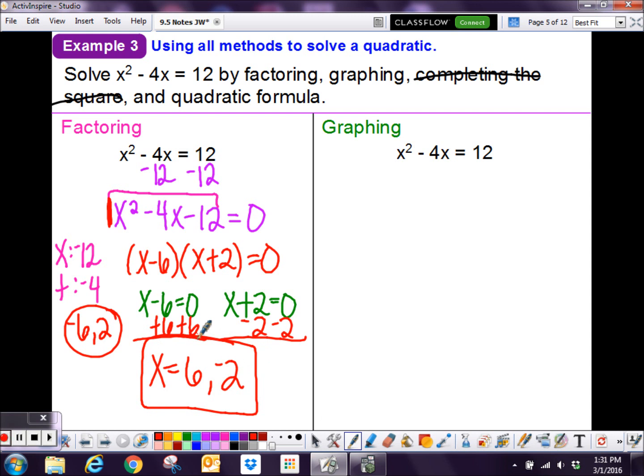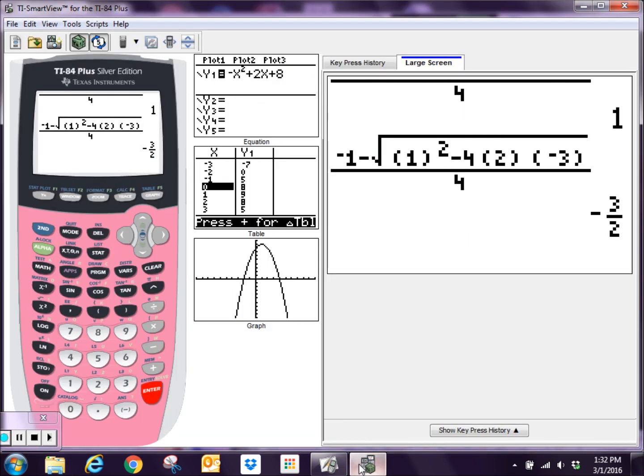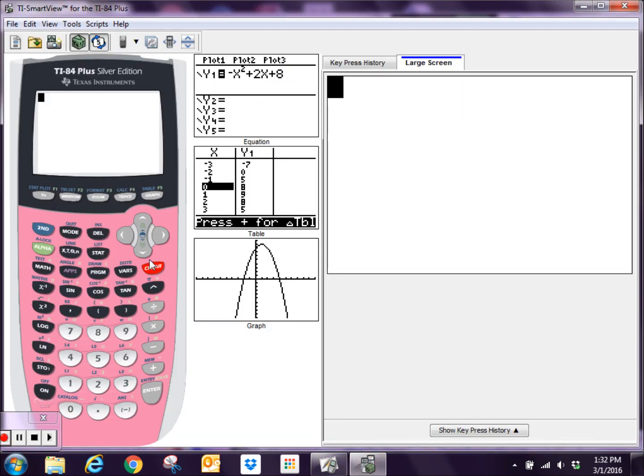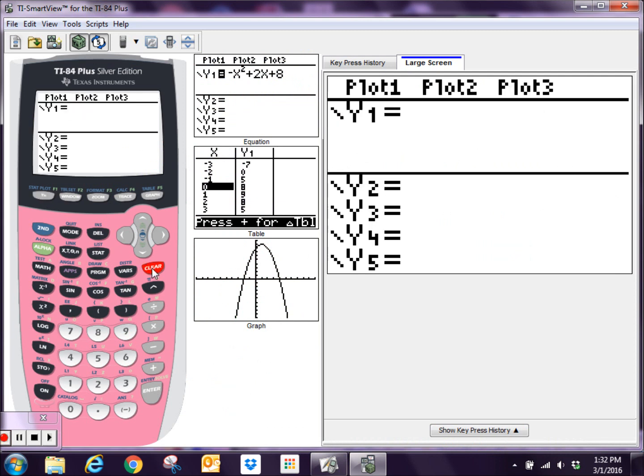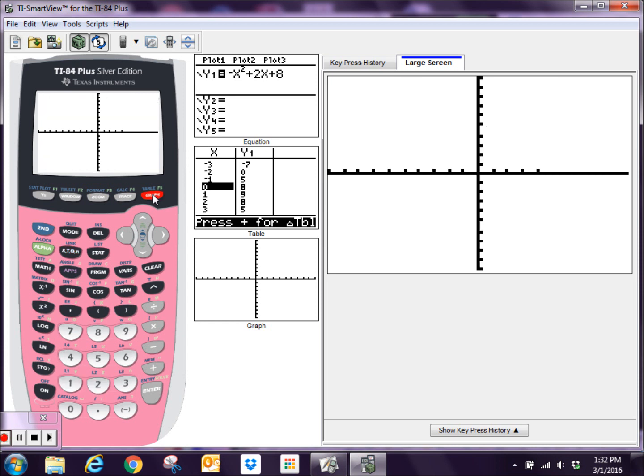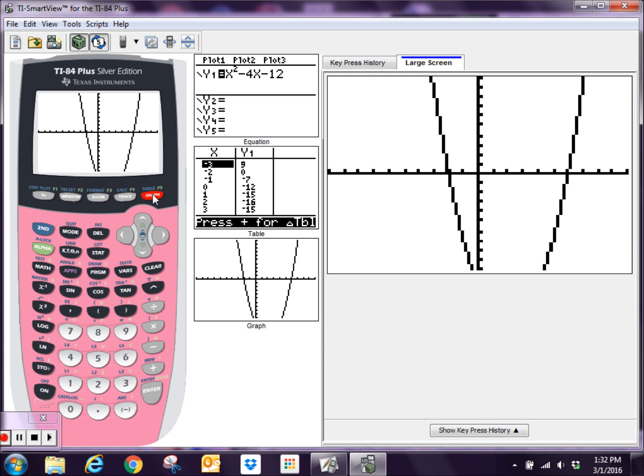Now if I do this by graphing, I still have to get this equal to 0. So I have x squared minus 4x minus 12 equal to 0. I'm going to review how to do that. So you go to your y equals, and we're going to type that equation in. So we've got x squared minus 4x minus 12. And I'm going to graph that. If your graph is messed up and it doesn't look like mine, remember you can hit zoom 6 and it'll get it back to normal.